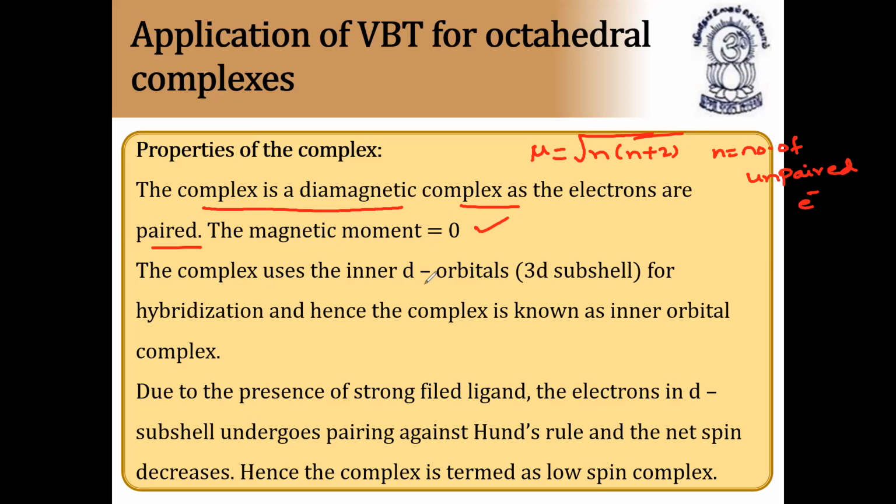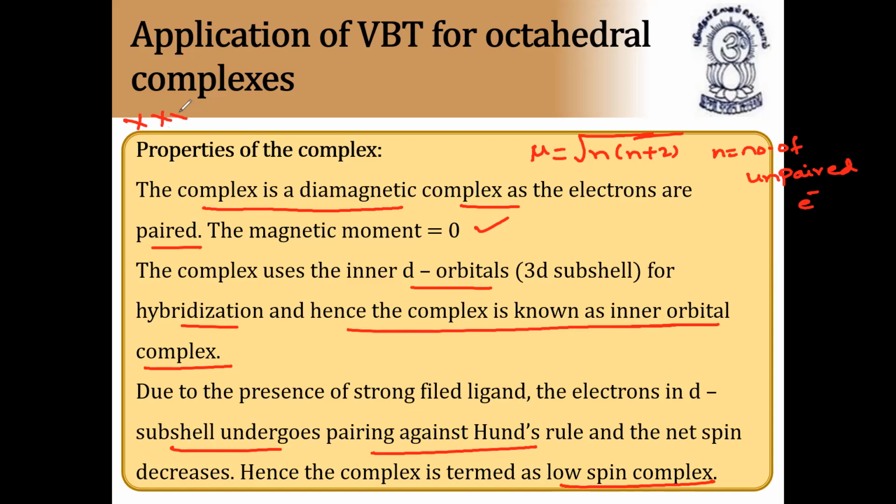The complex uses inner d orbitals, that is 3d orbitals, for hybridization, and hence the complex is known as an inner orbital complex. Since it is using inner d orbitals, it is called an inner orbital complex. Definitely they will ask you the question: which of the following is an inner orbital complex? Which of the following is an outer orbital complex? Due to the presence of a strong field ligand, the electrons in the d subshell undergo pairing against Hund's rule, and the net spin decreases. Hence, the complex is termed a low spin complex. All these points are very important.